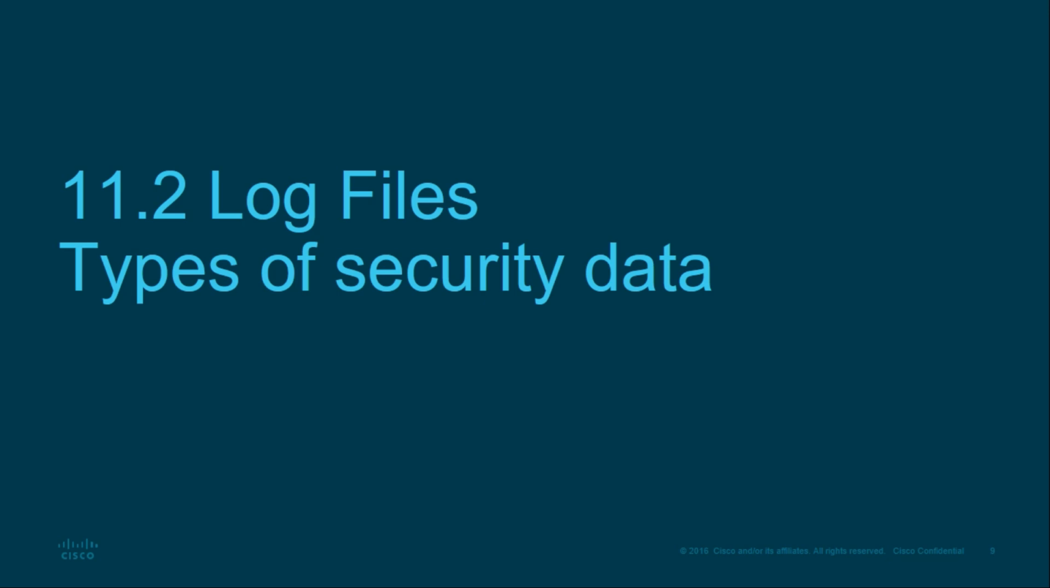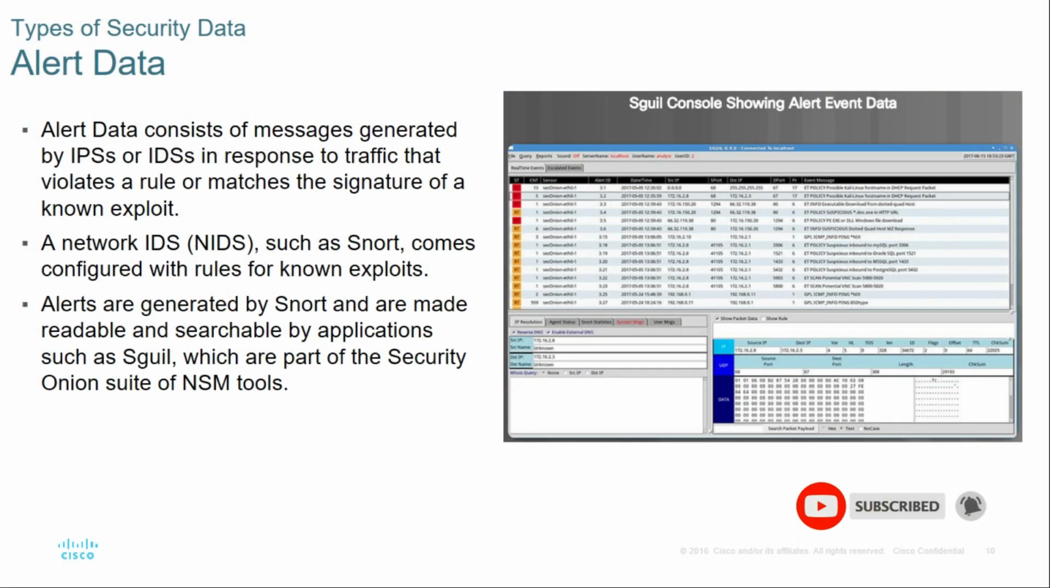Okay, log files and types of security data. Alert data consists of messages generated by an IPS or IDS, intrusion detection system, in response to traffic that violates a rule or matches the signature of a known exploit. Network IDSs, such as Snort, are configured with rules for known exploits. Alerts generated by Snort are made readable and searchable by applications such as Sguil, which are part of the Security Onion suite of NSM tools.